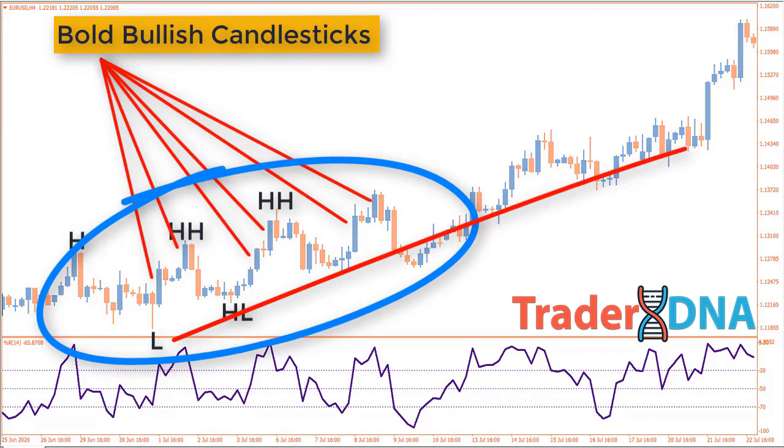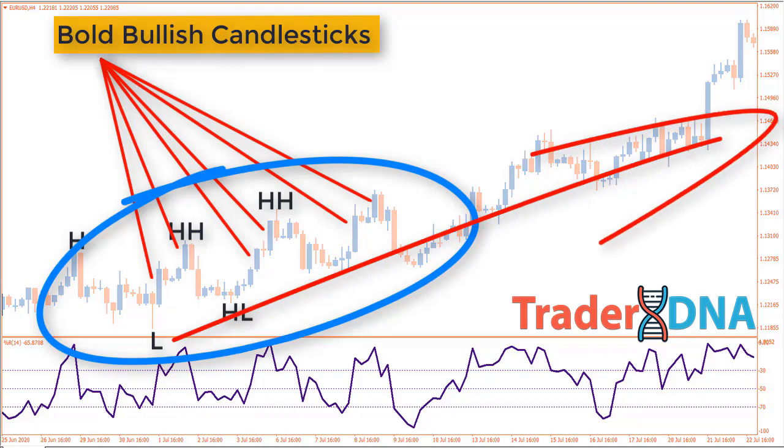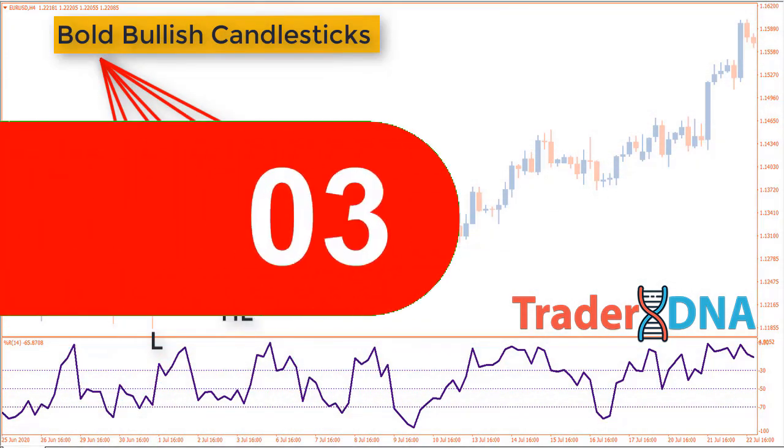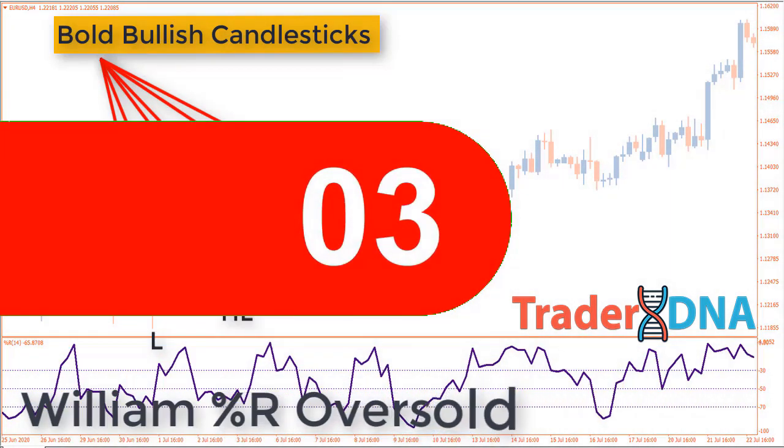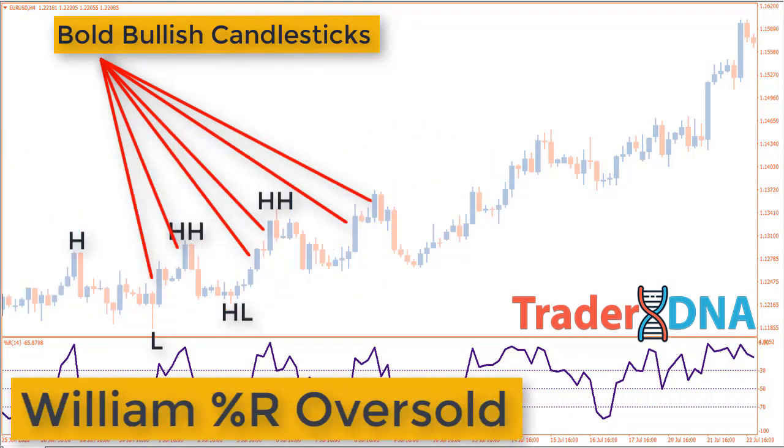Now, it's time to focus on the Williams %R. This is the best momentum indicator, which brings us to the next step of our momentum indicator strategy. Step 3. Wait for the Williams %R indicator to get oversold, or below -70, then rallies above the -50 level before buying.